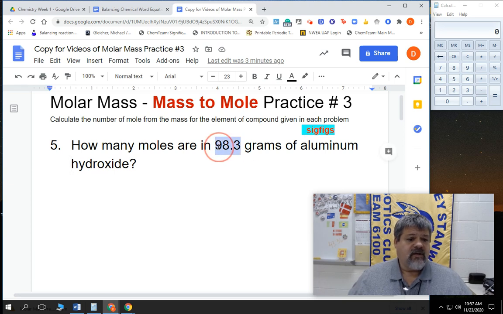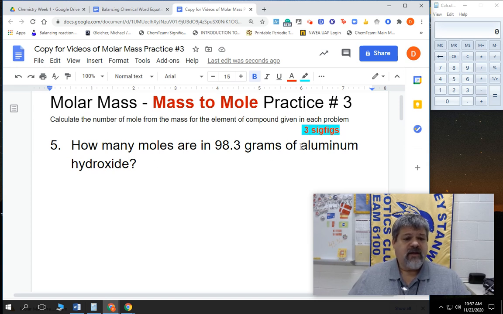So I have 3 numbers here, and all numbers are significant, so we're just going to put a 3 in there. Our answer needs to be in 3 significant figures. One of the next things we have to do is figure out the molar mass of aluminum hydroxide. We also have to figure out the formula for aluminum hydroxide. So we're going to go ahead and work on that.